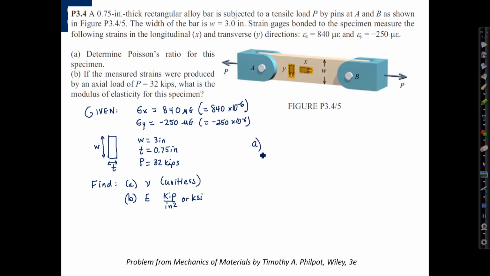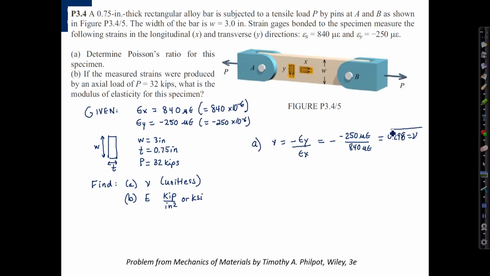Let's start with Part A. Poisson's ratio, by definition, is equal to the negative of the transverse strain divided by the longitudinal strain, both given in this problem. Very simple calculation. The negative of negative 250 microstrains divided by 840 microstrains, which is 0.298.